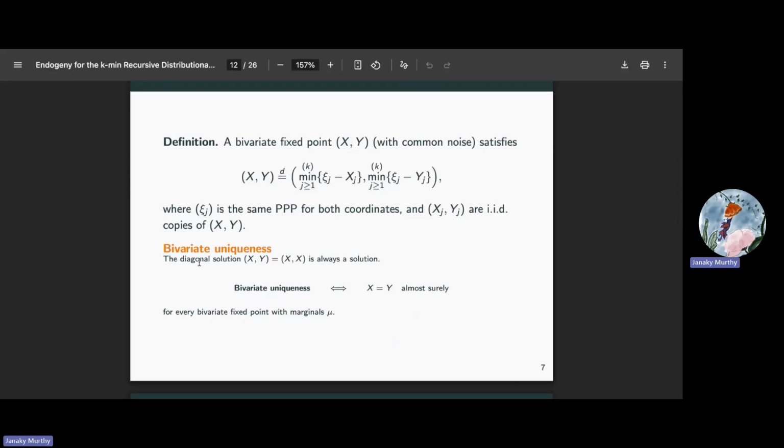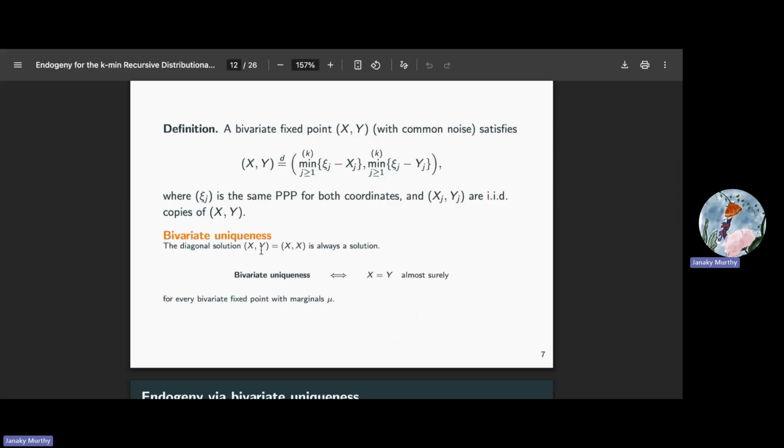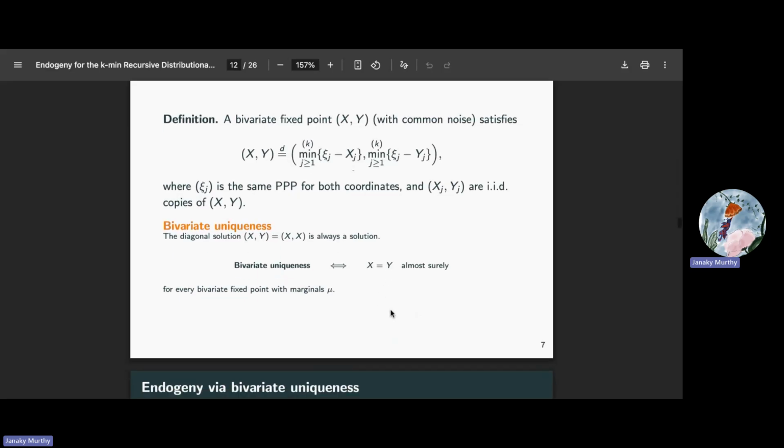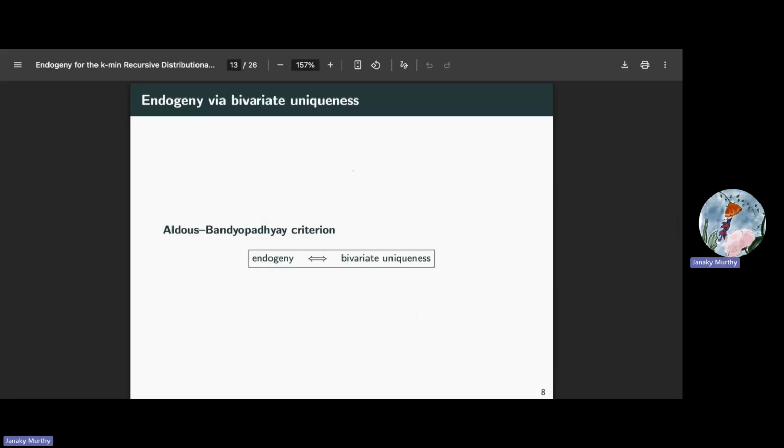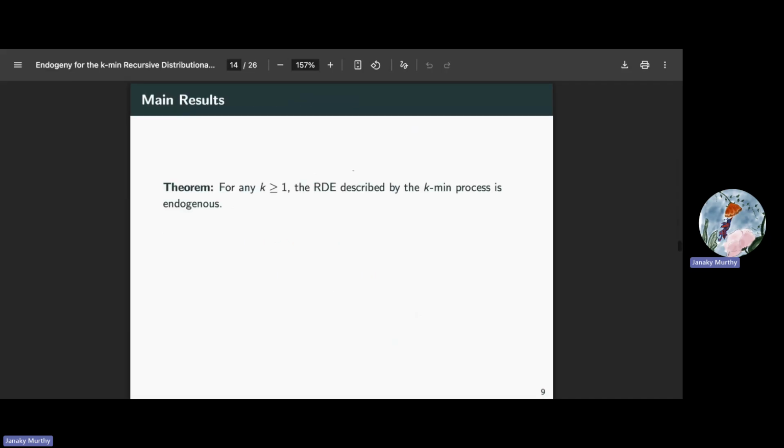So a diagonal solution for this bivariate fixed point equation x comma y is a solution where x comma y is equal to x comma x. In other words, x is equal to y almost surely. Aldous and Bandyopadhyay introduced a criterion where they showed that the structural property endogeny, where the root value is independent of the boundary conditions at infinity, is equivalent to the bivariate uniqueness. The nice thing about bivariate uniqueness is that it's more concrete and easier to test. So we use this theorem and we prove the bivariate uniqueness for our k-min RDE, which is the main result of our work.